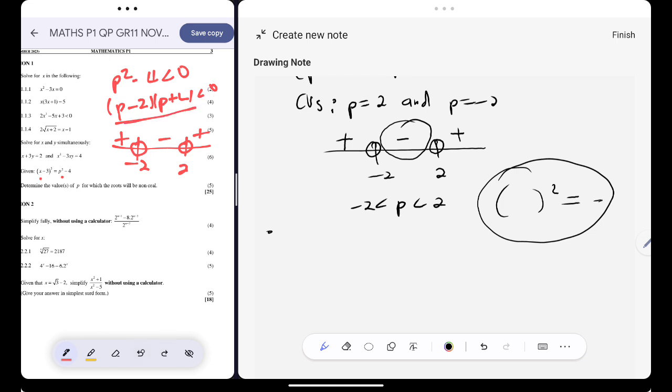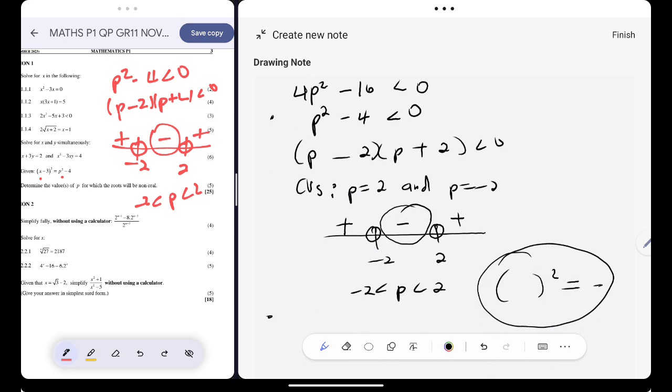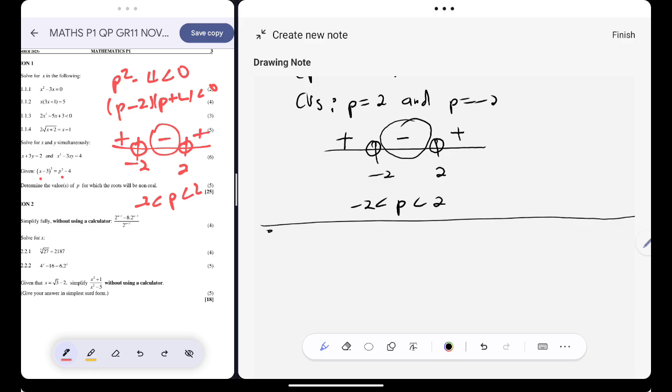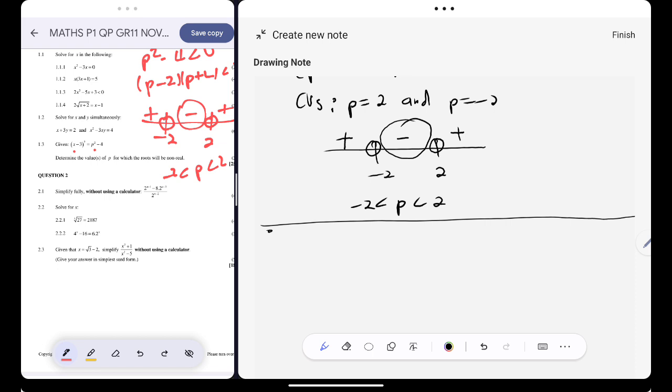Less than 0 means negative, right? So where do I find negative? Here. So p must be between negative 2 and 2. I didn't have to do all of this, but please stick to doing this, guys, so that you'll get used to answering the nature of roots questions. Okay, let's move to question 2.